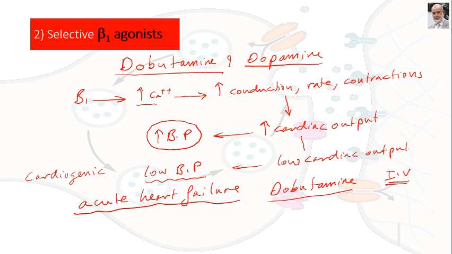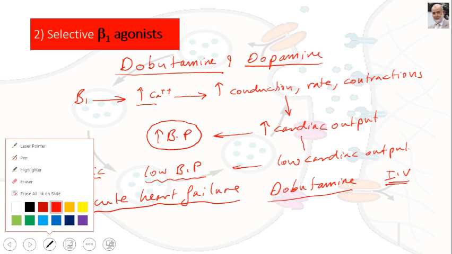Cardiogenic shock. As its name indicates, cardiogenic means a severe drop of blood pressure as a result of a severe drop of cardiac output. This is known as cardiogenic shock. So dobutamine is used intravenously in this case.